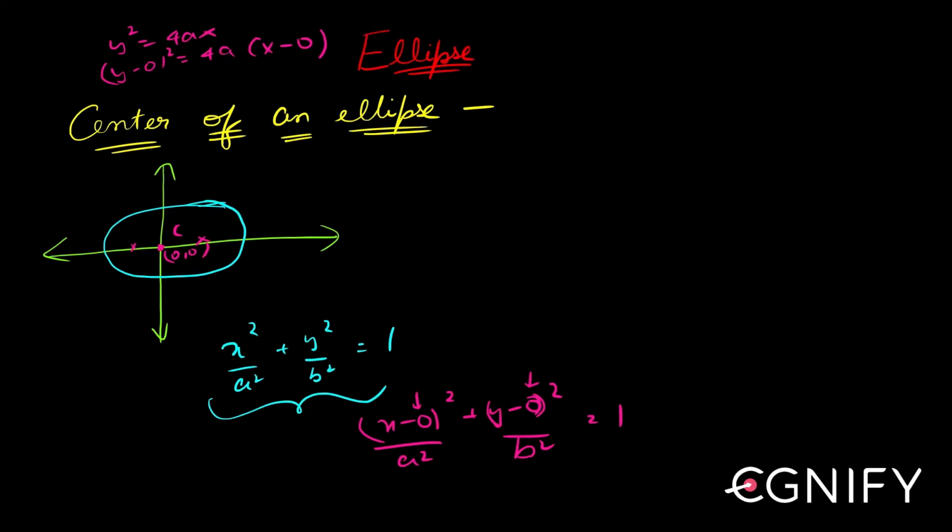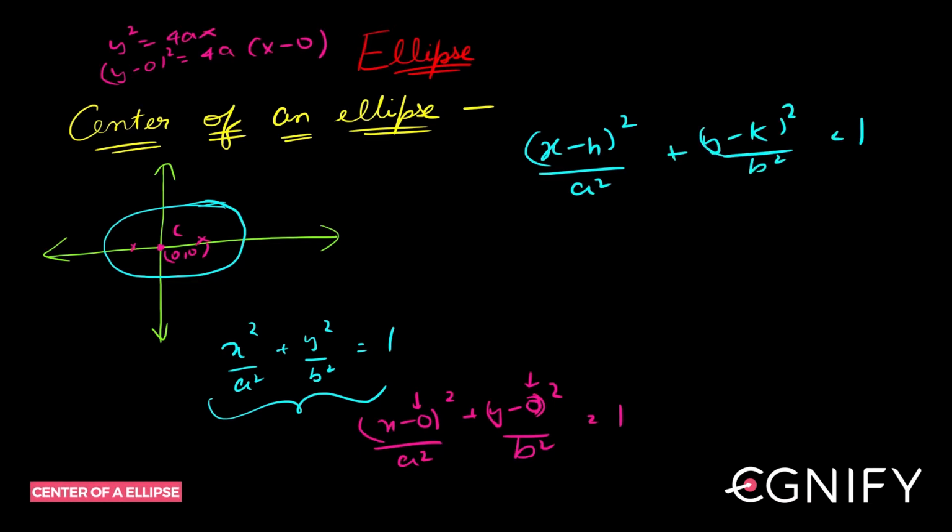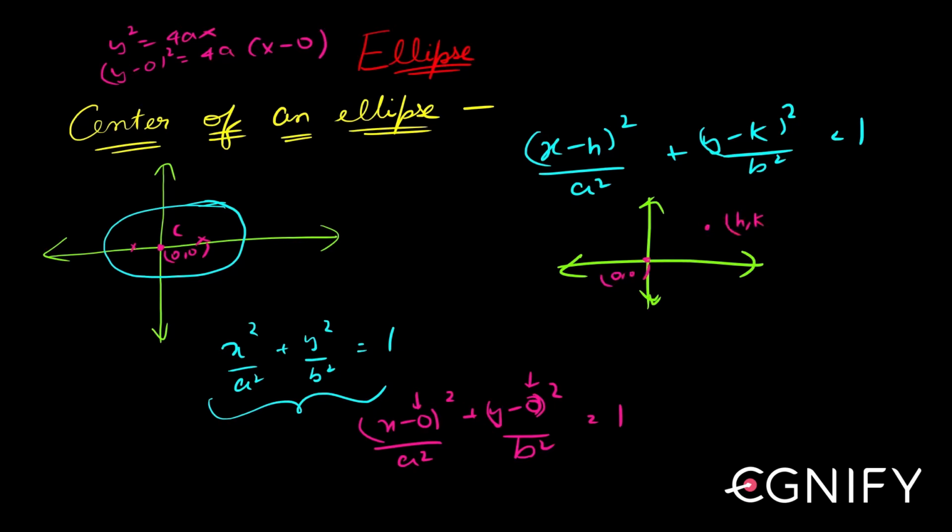If I change this to (x minus h) whole square by a square plus (y minus k) whole square by b square is equal to 1, then the new center will be h, k. The coordinate system remains the same, but my ellipse is not centered at 0, 0. The ellipse is centered at some h, k. The axes of the ellipse are still parallel to the x and y axes.